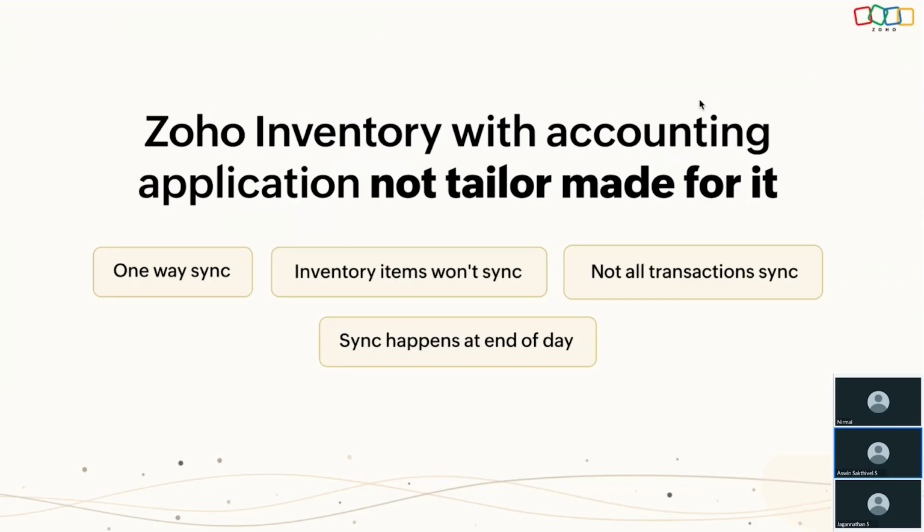All of these factors combine to create a fragmented system that hinders your efficiency and creates the chance for errors. This is a clear example of why an accounting solution tailored for Zoho Inventory is essential.